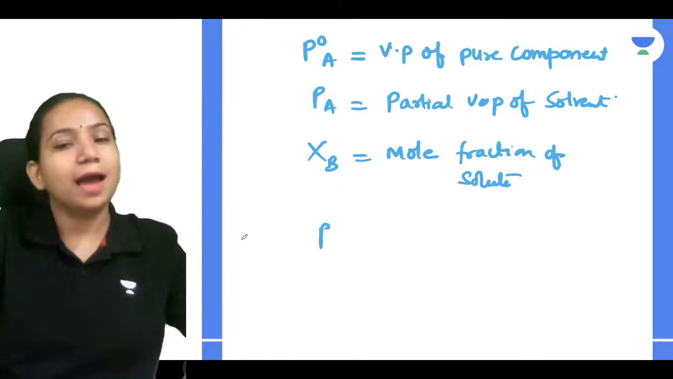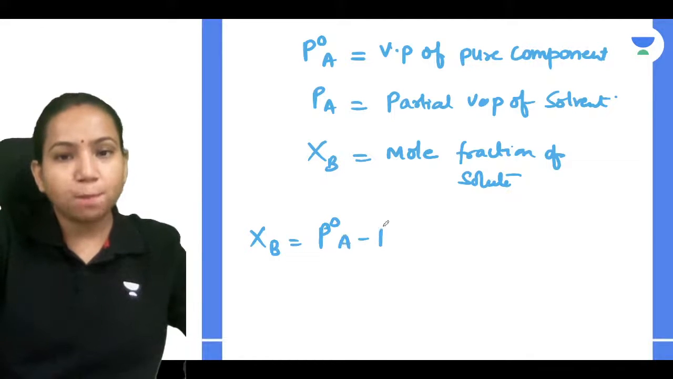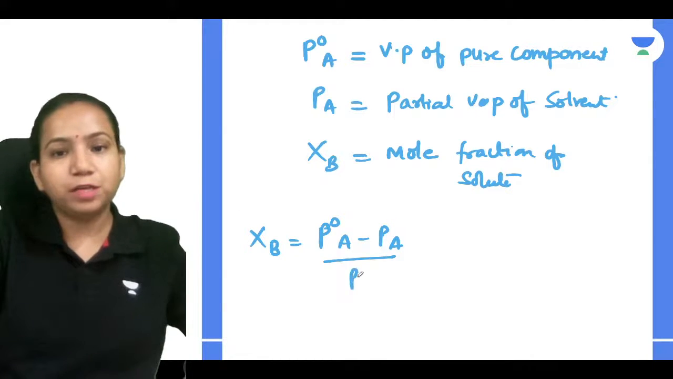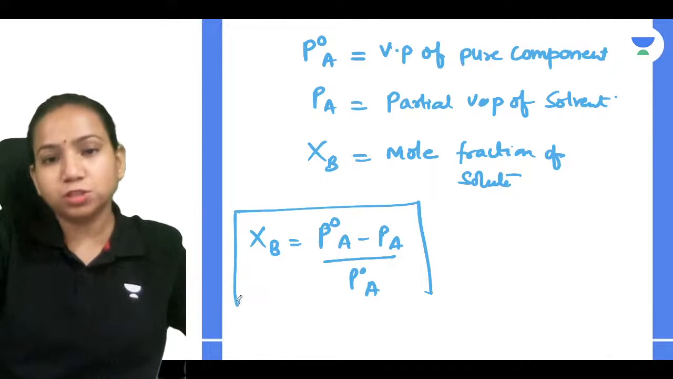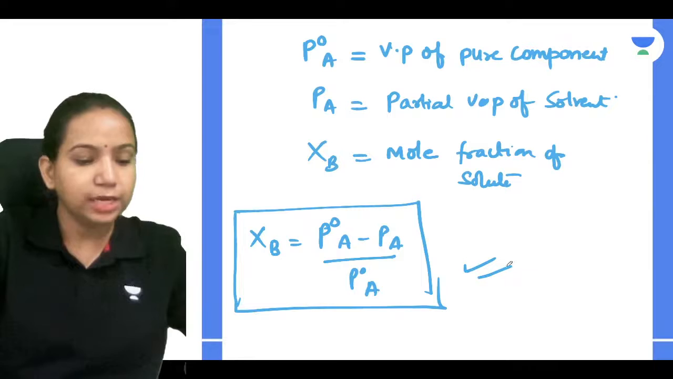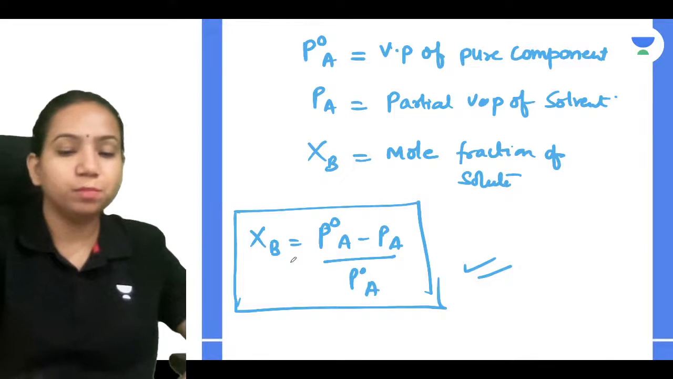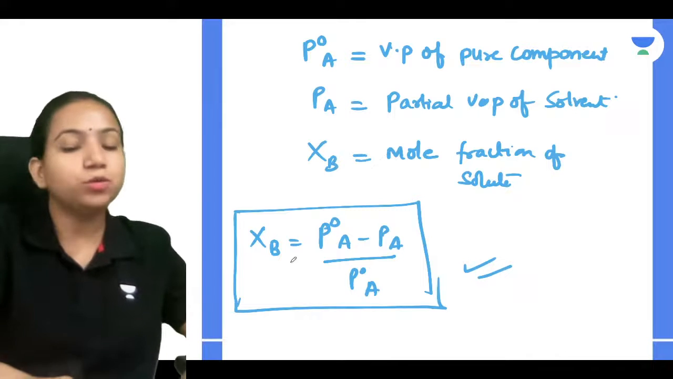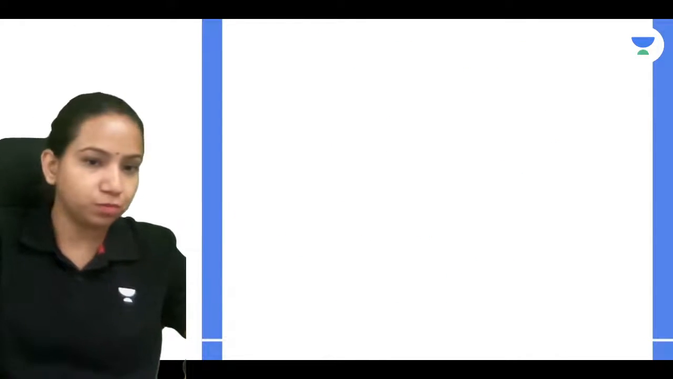So what was the formula? I'm writing that again. So XB is equal to P naught A minus PA divided by P naught A. Remember this formula guys, you'll be getting many of the questions related to it. Yes, very good. So this was about your relative lowering of vapor pressure that we can relate. So what you can understand over here guys, we can just little bit talk about the graph also here.